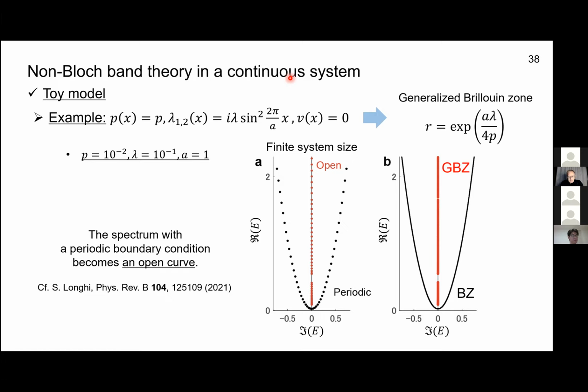Okay. So as an example, we focus on the toy model given by this formula. P(x) is constant, λ1 and λ2 are equal to sine squared, and V is equal to 0. So in this toy model, the generalized Brillouin zone is given by this formula. And we show the energy levels in a finite system size and the energy spectra obtained from the generalized Brillouin zone. And these results match each other.